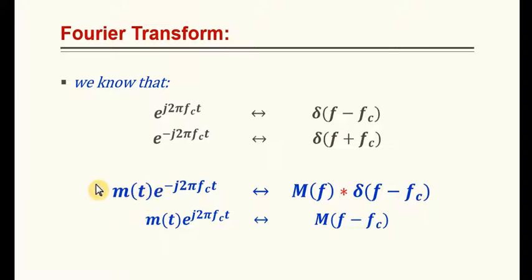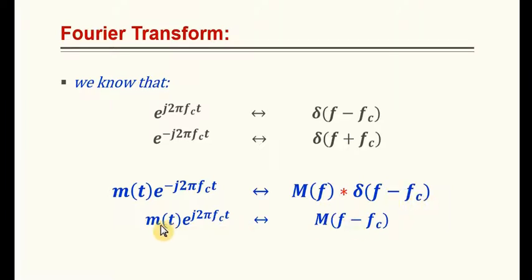So m(t) is capital M(f), and e raised to minus j 2 pi fc t will become delta of f plus fc. Actually, for the plus there is minus, so forgive me for that. So the multiplication of m(t) with e raised to minus j 2 pi fc t has the Fourier transform M(f) convolved with delta(f plus fc).